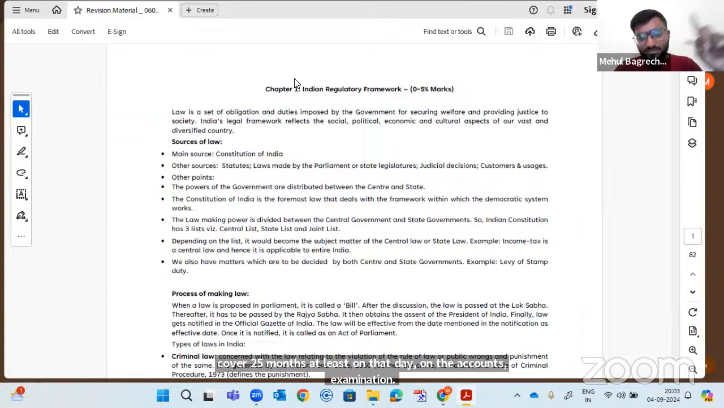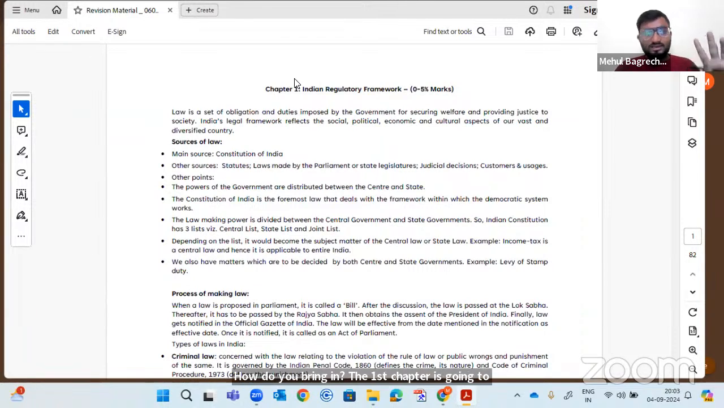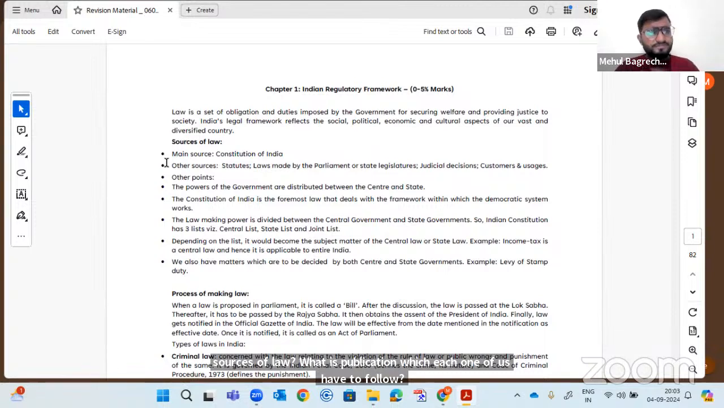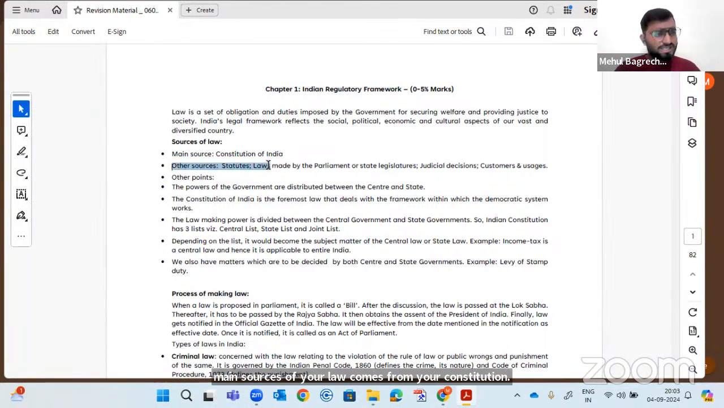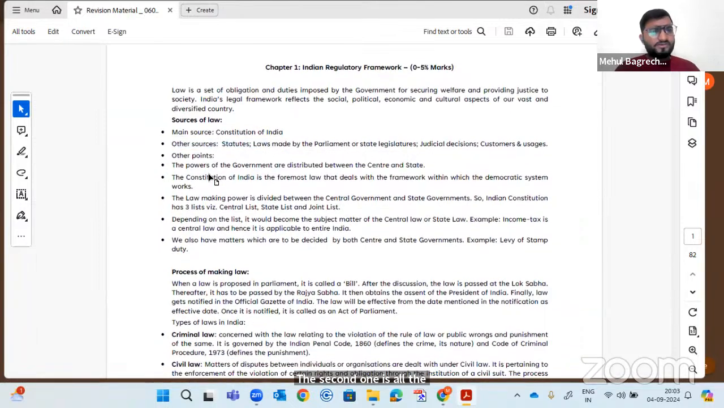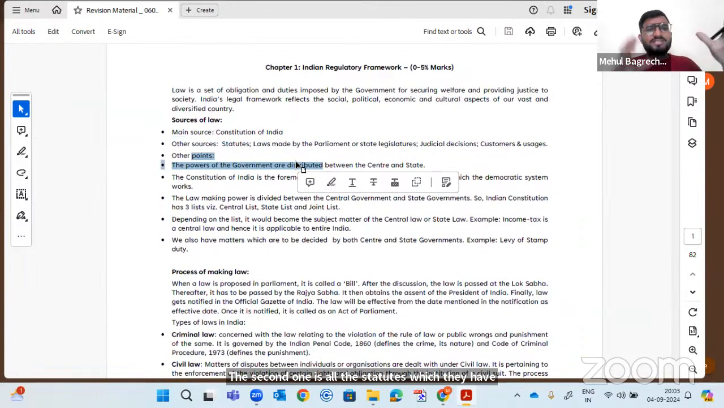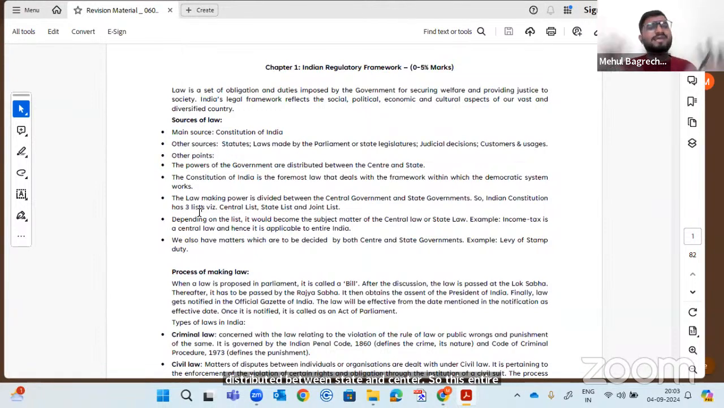How do you begin? The first chapter is going to be Indian regulatory framework. So we are talking about the first chapter. What kind of questions can they ask, or what is covered in this chapter? First, they are talking about what is law, what are the sources of law. What is law? Set of obligations which each one of us have to follow. The main source of your law comes from your constitution. The second one is all the statutes which they have passed. Important thing, power of the governments is distributed between state and center. So this entire topic is just giving you a flavor of from where can I get law and who's going to make the law. This is what we have to remember.